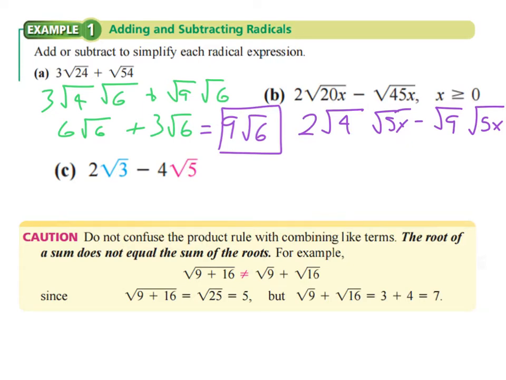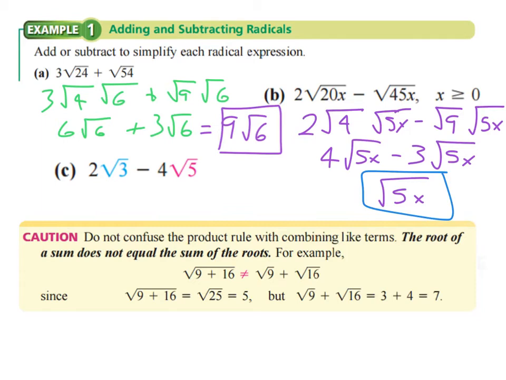Of course, the square root of 4 would be a 2. Multiply that by the 2 we already have out in front, and we get 4 square roots of 5x minus 3 square roots of 5x. So you can see they're like terms. They're both square roots of 5x. 4 minus 3 would just be 1. So we simply get the square root of 5x for that one.